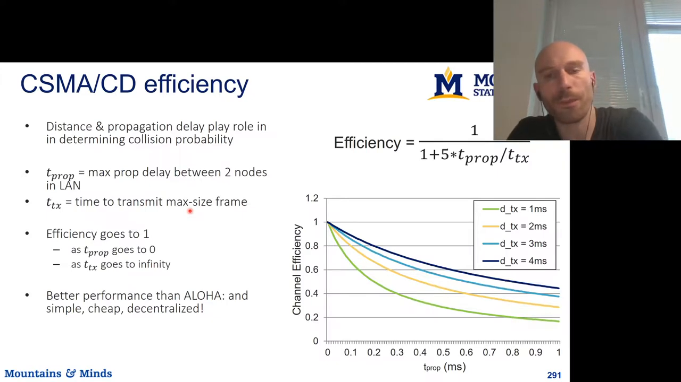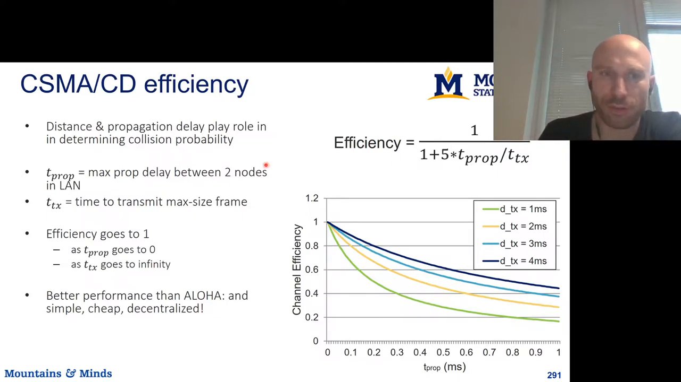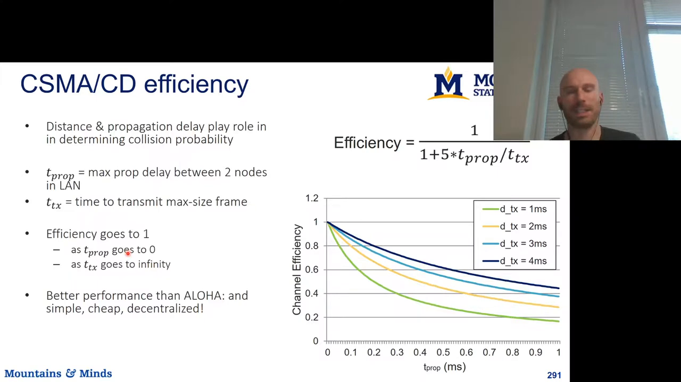Okay. So, what we can observe from this formula is that the efficiency of this network will go to 1 if propagation time goes to 0, and if transmission time goes to infinity. All right. Why would that be? Well, propagation time goes to 0, meaning that nodes will be able to detect each other's transmissions immediately, meaning that one will not start transmitting while it thinks the channel is empty just because the other node's transmission didn't get to it yet. Okay, so if this network is instantaneous in its detection of collisions, then it's going to be able to avoid collisions altogether, and the channel efficiency will be 1.